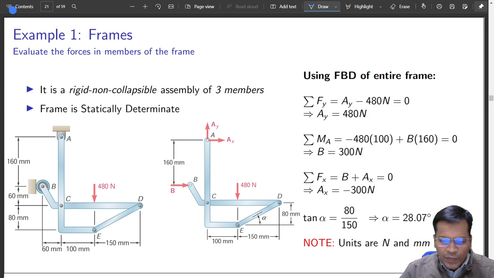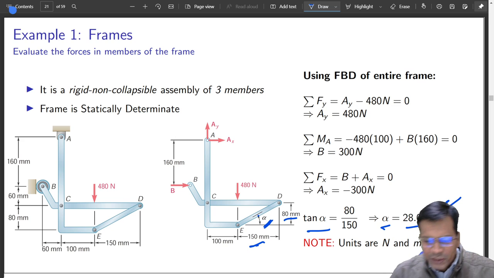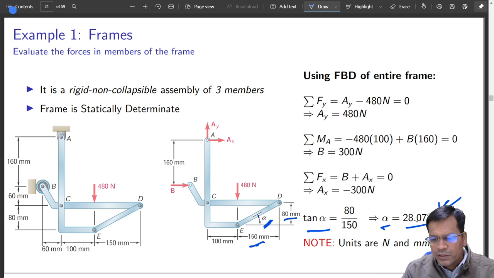Okay, so now find the angle that is required for the further process. Rest everything is rectangular in shape. Wherever I want to find the force, this is the one which is unknown. So it is simply this by this should be alpha. Alpha is equal to 28.07 degrees. Again, your calculator can be better than me, but for me it is 28.07. Units are in Newton and mm. Stick to it, don't change in between.